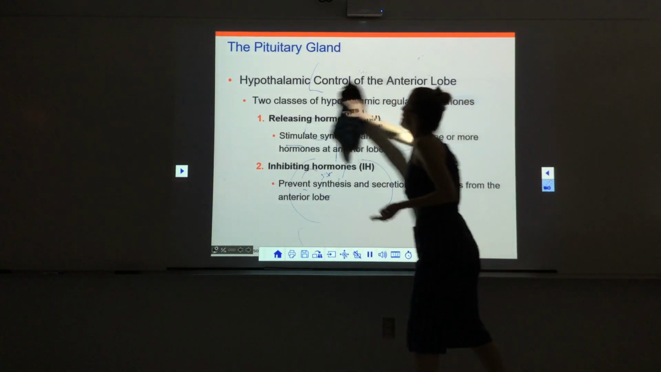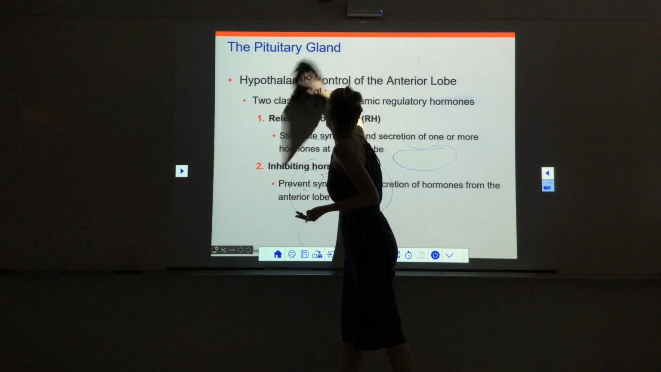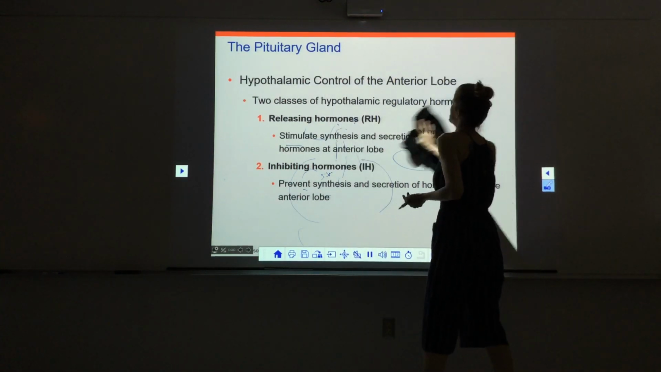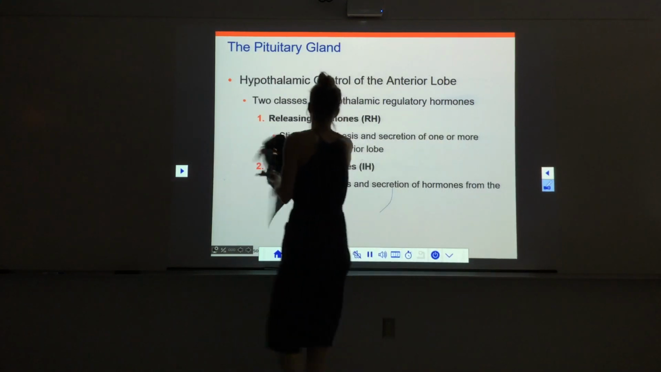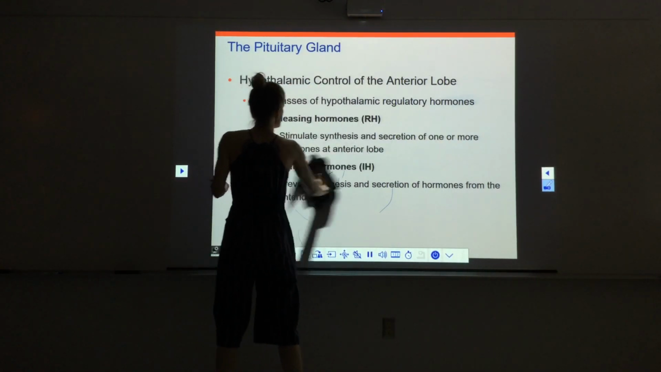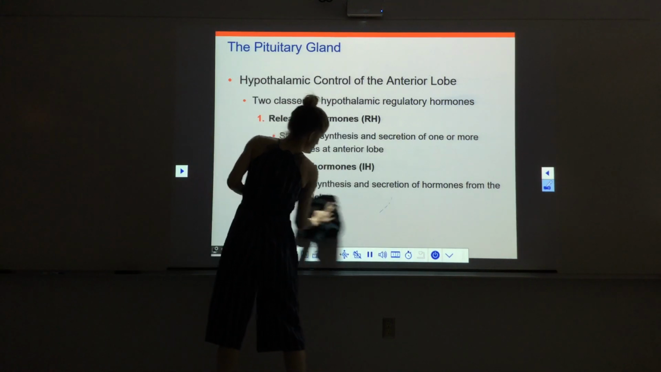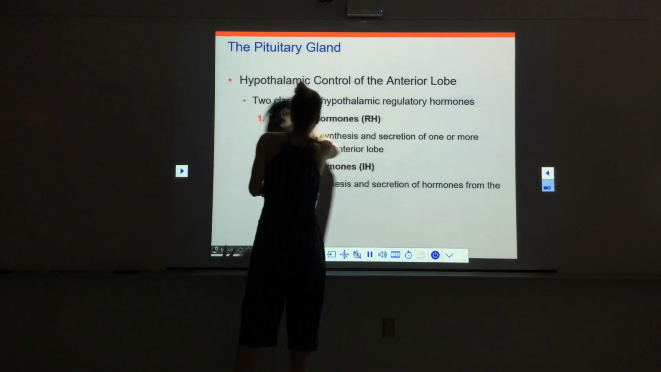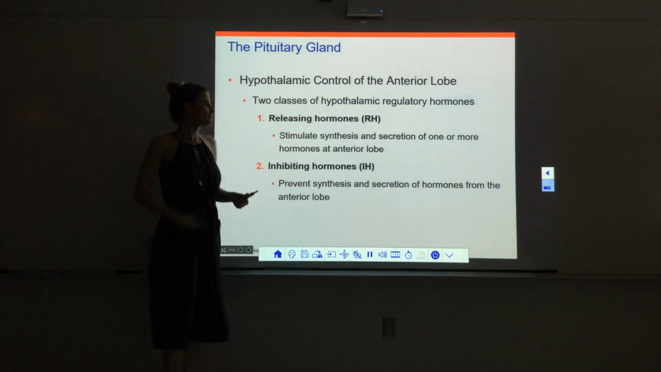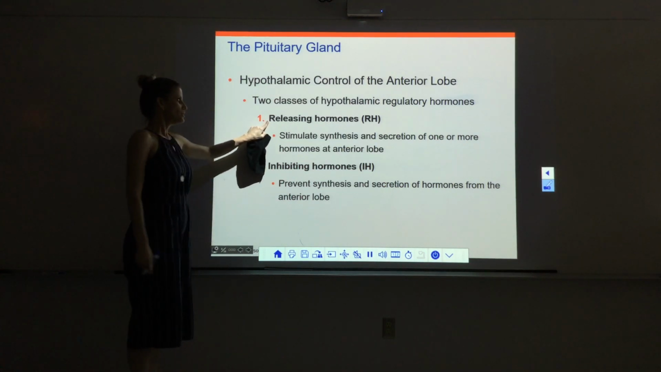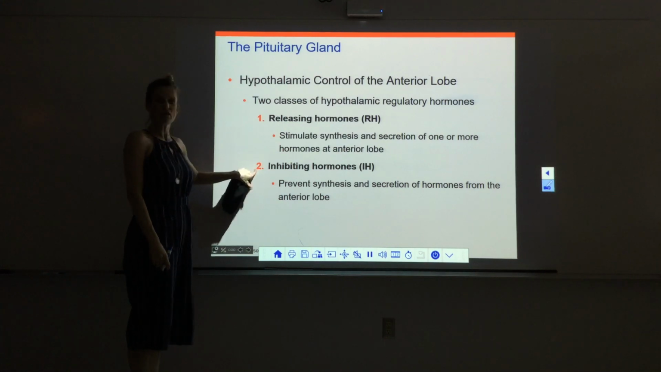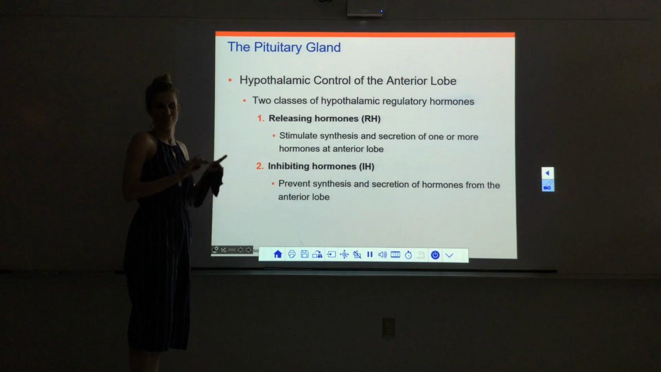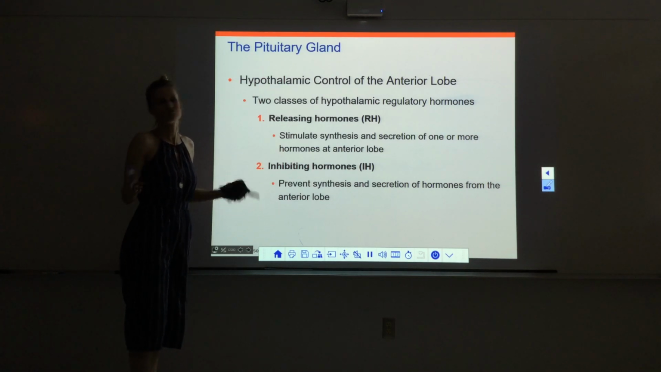Okay, so we said that the hypothalamus releases factors or hormones that will go on and control the pituitary gland. We said that we could call those releasing hormones and inhibiting hormones. This is going to be so confusing. Releasing hormones cause it to release something. Inhibiting hormones inhibit it from releasing something. Okay, is that okay? It's really that simple.